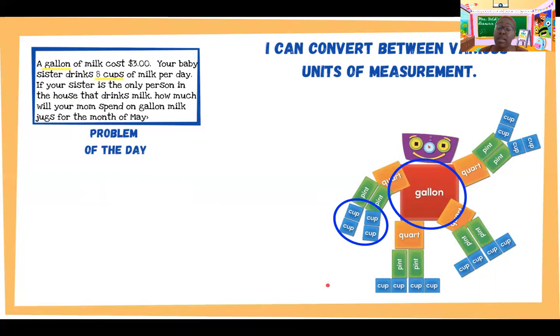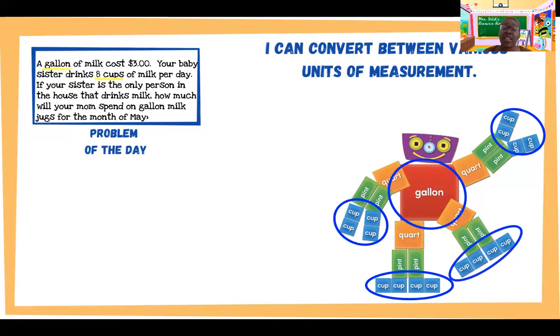Well, we've got 4 on this side on one arm. We've got another 4. So 4 plus 4 is 8. That's right. We've got 4 more on his feet. 4, 8, 12. And then we have 4 more over here on his other foot. So 4, 8, 12, 16. So this tells us that there are 16 cups in 1 gallon.